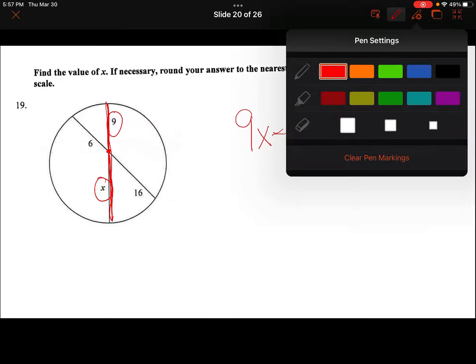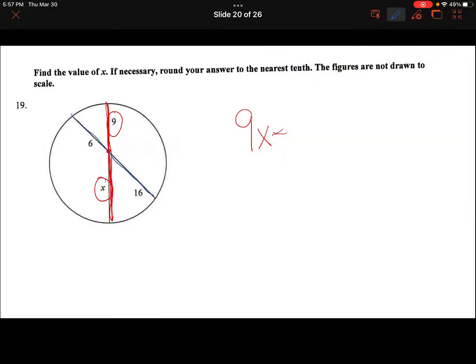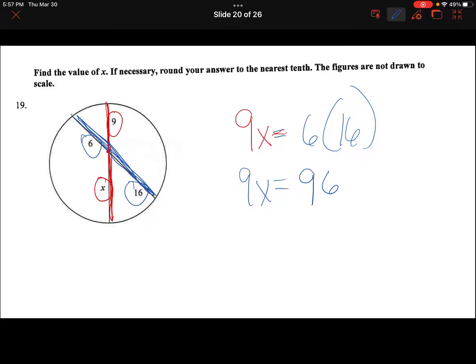Then I'm going to look at the other chord, this blue chord. I can see the pieces are 6 and 16. I'm setting that equal to 6 times 16. That's it. I'm just doing the math here. Okay, so 9x equals 6 times 6 is 36. Carry my 3. So 6 times 16 is 96. All I need to do here is divide 96 by 9.